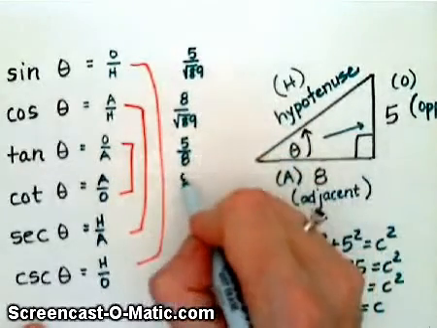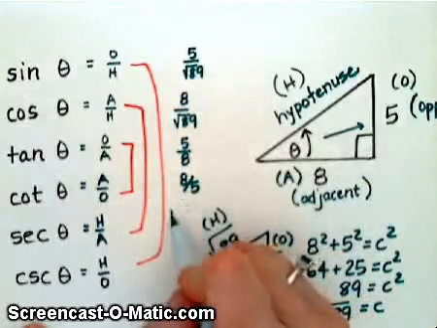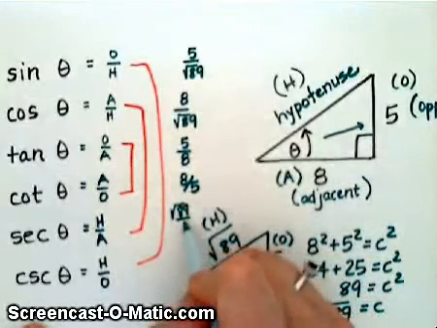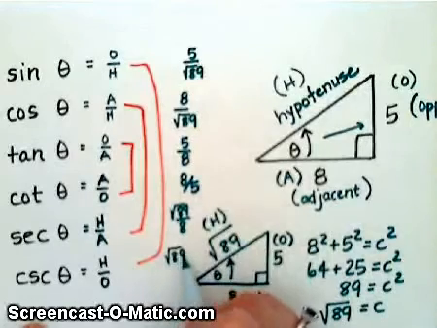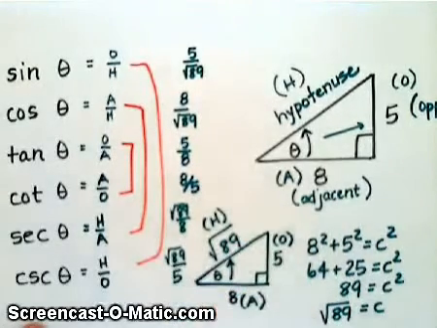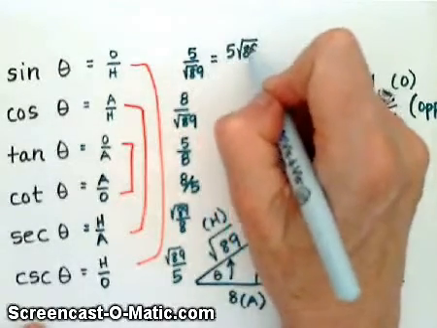Your cotangent is 8 over 5. Your secant is the square root of 89 over 8. And your cosecant is the square root of 89 over 5. Now, once you've finished and you've got everything flipped, you can go back and simplify, getting that radical out of the denominator.